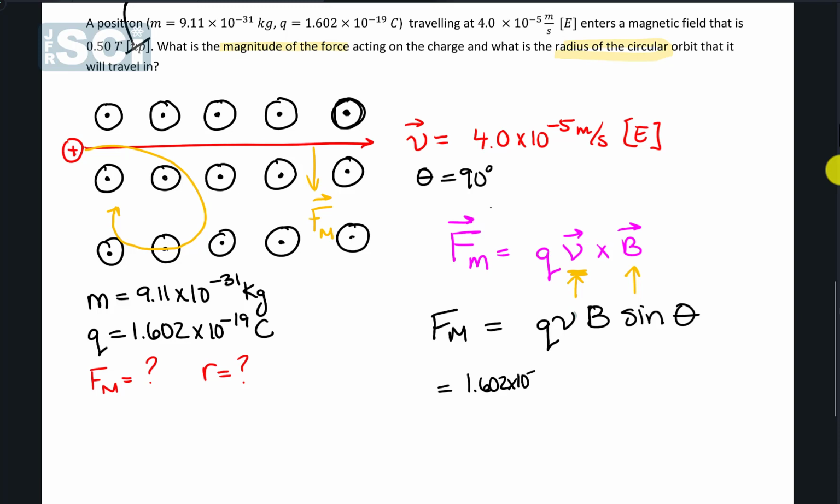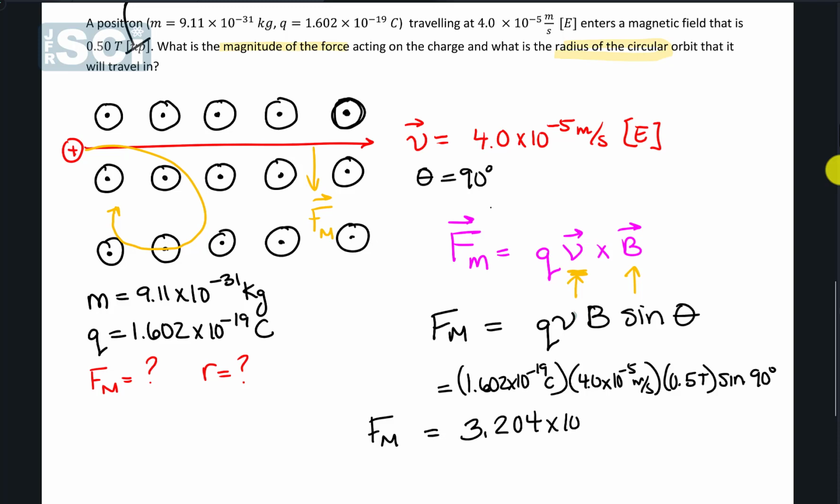So we get 1.602 times 10 to the negative 19 coulombs. V is 4.0 times 10 to the negative 5 meters per second. B was 0.5 Tesla, and sine 90 degrees. Now sine of 90 degrees is 1. If we put this all in our calculator, we find out that the magnitude of the force is 3.204 times 10 to the negative 24 newtons. So that answers the first part. Check. We know what the force's magnitude is. We need to figure out this radius. What is R?